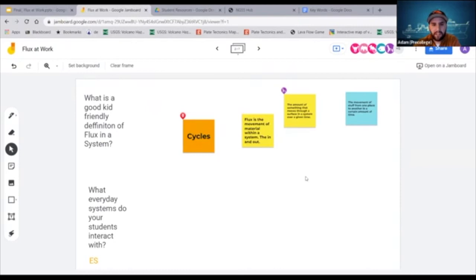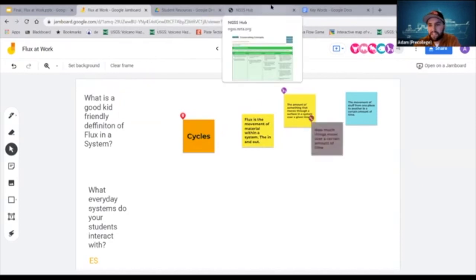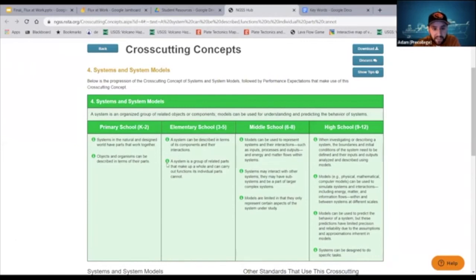While you're in that Jamboard, for those of you that see my screen, I'm going to pop it over to NGSS just to give you an idea of how NGSS talks about systems. And these are the NSTA hubs. A system is a group of related parts, the whole does a job that the individual parts cannot, and is described in terms of interactions. The inputs and outputs come in middle grade. And when you're analyzing and measuring and thinking about the limitations of models, that gets into high school. So it's a very fun concept that I think flux gives some dynamic nature to.